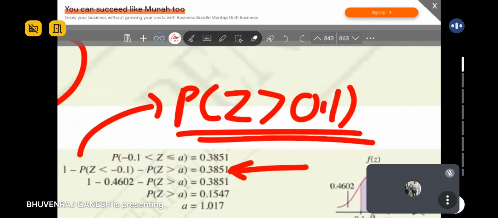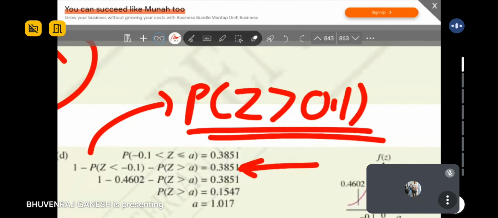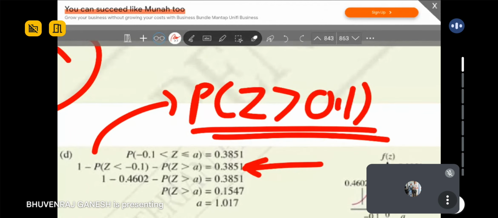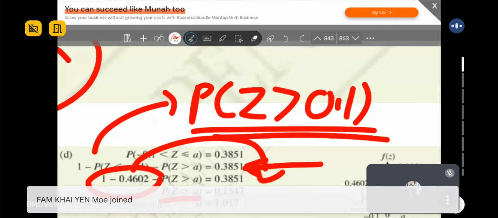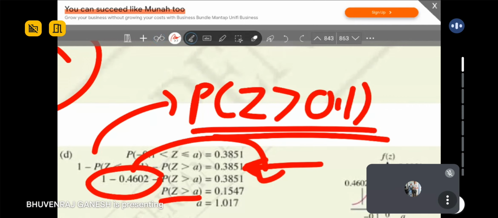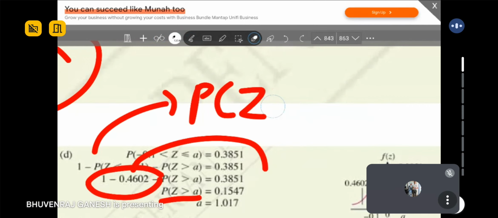So if you solve it, you should get 1.017. You shift all the probability to the right hand side, until you reach this format, so that you can read the table and get the value. Are you all clear, guys? Question D, any problems? One or two?